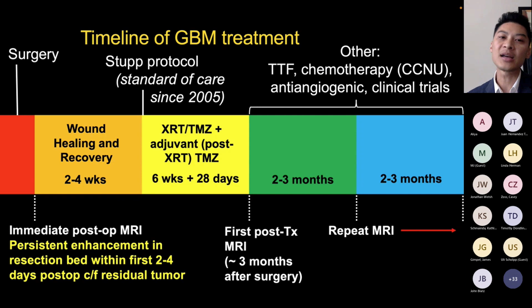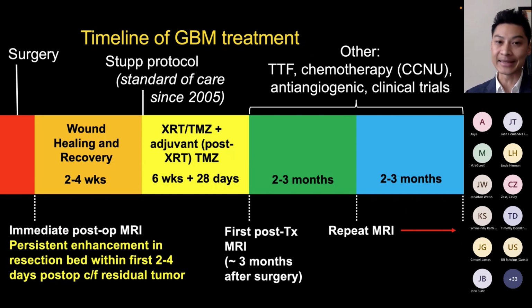But before we get there, let's talk about the standard timeline of treatment in a patient with a GBM. So a patient presents to the hospital with a mass suspicious for GBM. They get surgery. Then we get an immediate post-op MRI, and that's basically to look for any residual enhancement, because any persistent enhancement within the resection bed within the first 2 to 4 days after surgery is concerning for residual tumor.